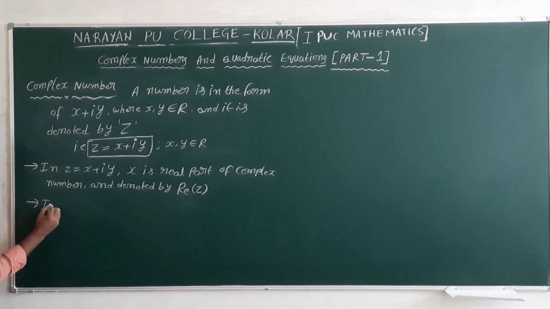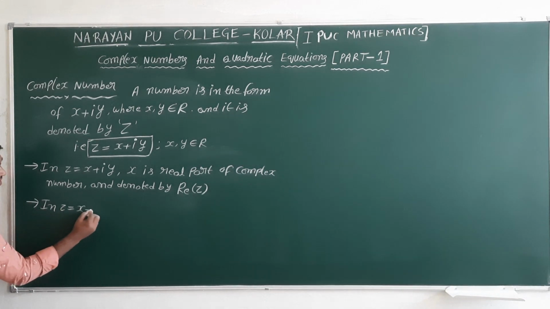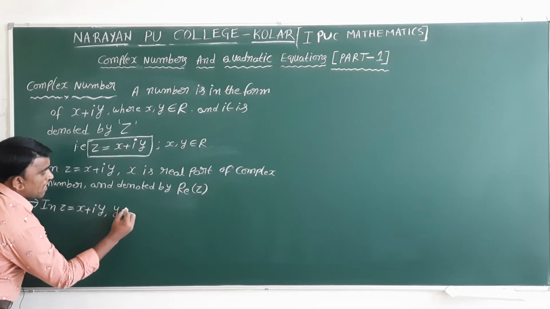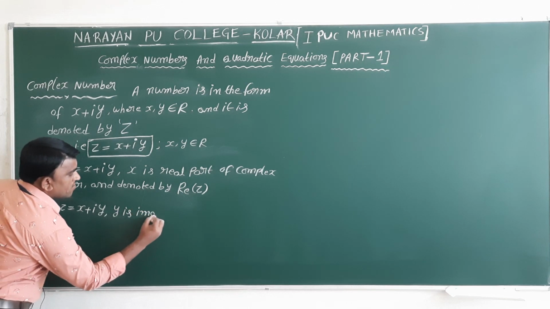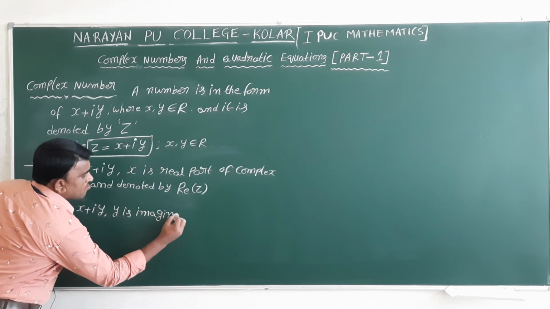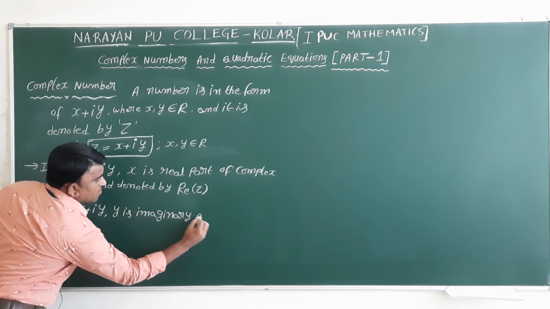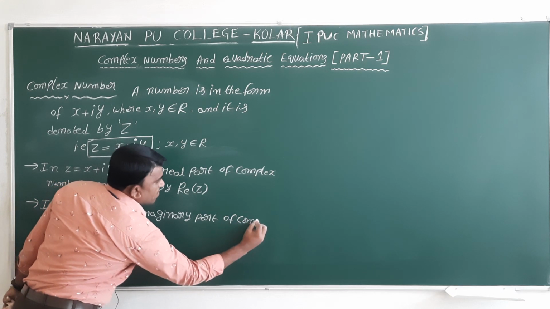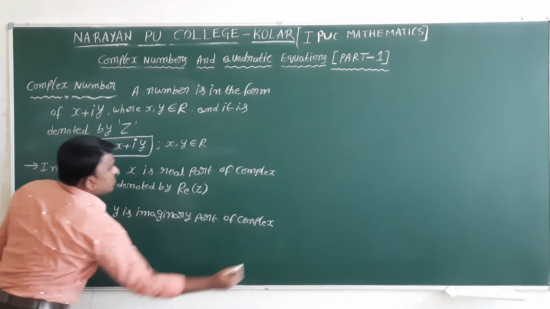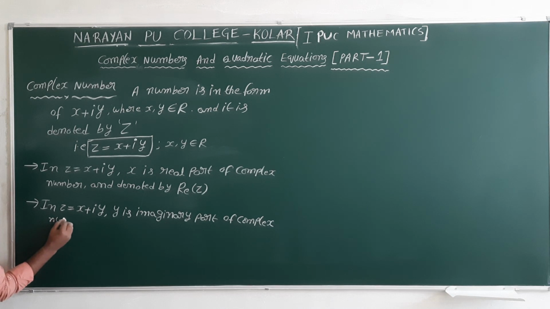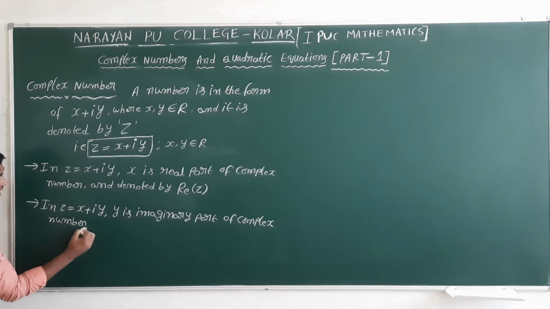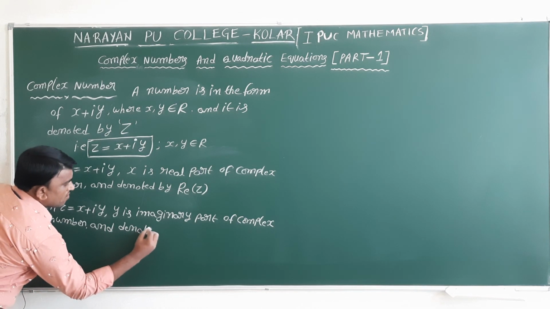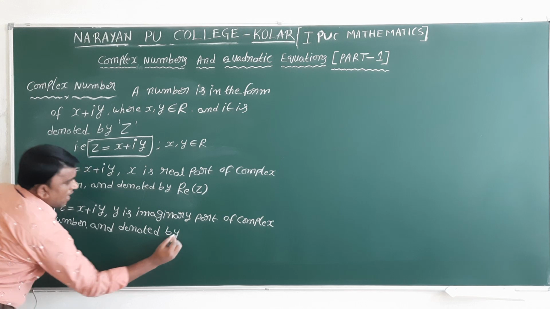Next, in z equal to x plus iy, y is the imaginary part of z, the imaginary part of the complex number, and it is denoted by Im of z.